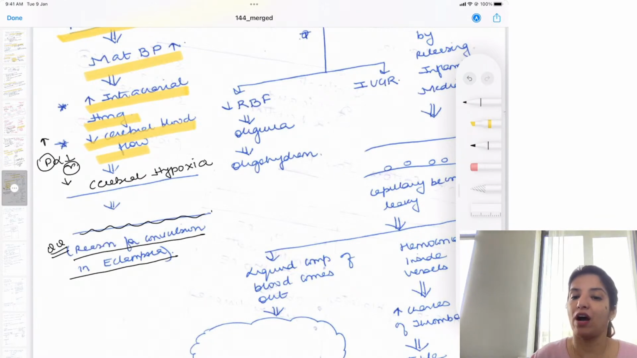So if someone asks you why convulsions happen, then you're going to say it is going to happen due to decreased cerebral blood flow.